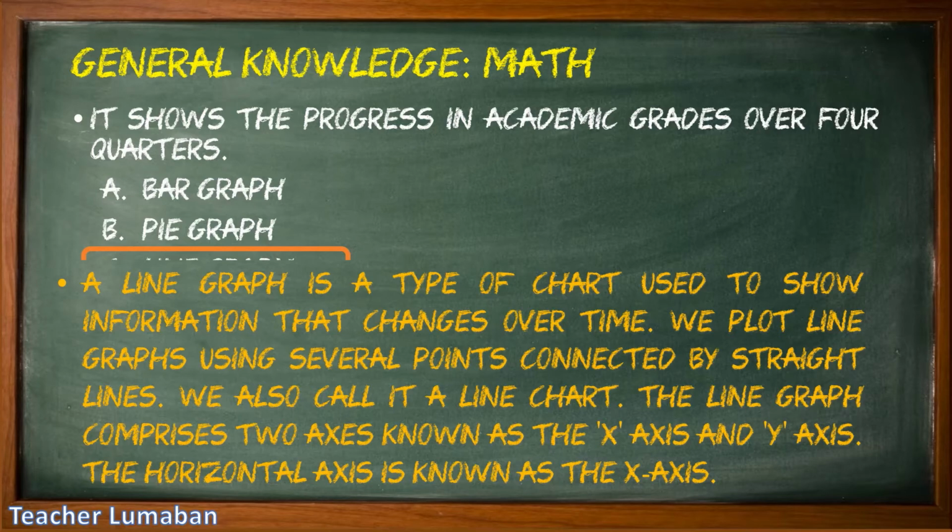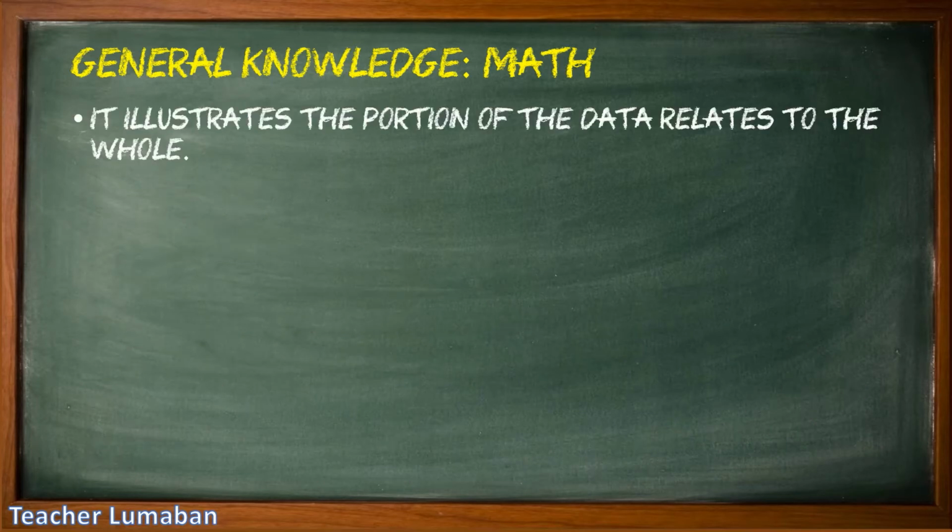The line graph comprises 2 axes known as the x-axis and y-axis. The horizontal axis is known as the x-axis. It illustrates the portion of the data relates to the whole.